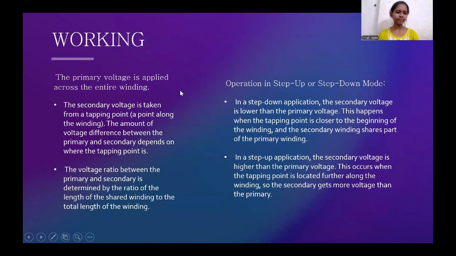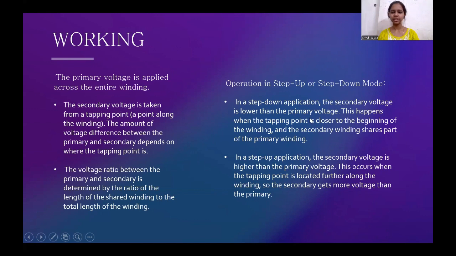Coming to the working, secondary voltage is taken from the tap point along the winding, and the amount of voltage difference between the primary and secondary depends on where the tap point is. And here the voltage ratio between primary and secondary, that means the transformation ratio, is determined by the ratio of length of shaded winding to the total length of winding. There are two operations of this: step up and step down operation.